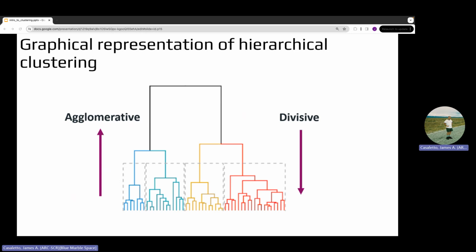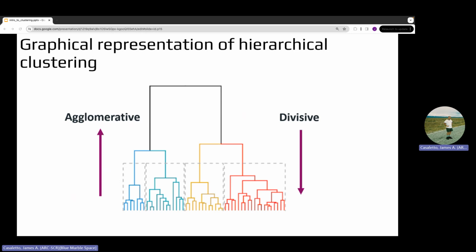Agglomerative clustering is the most common approach. In agglomerative clustering, each data point initially represents a single cluster. Then, at each step, the two closest clusters are merged into a single cluster until all the data points belong to one cluster. This process creates what's called a dendrogram, which is a tree-like structure showing the hierarchy of cluster mergers. Agglomerative clustering is also known as bottom-up clustering because it starts with individual data points at the bottom and builds up the hierarchy by merging clusters going up.